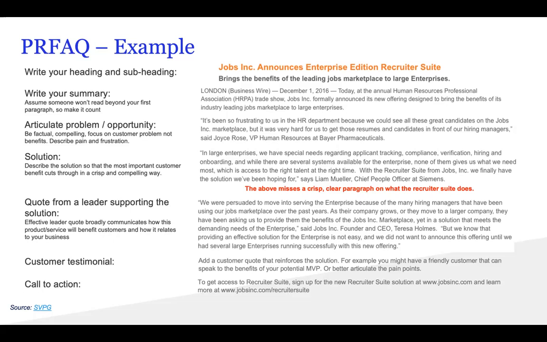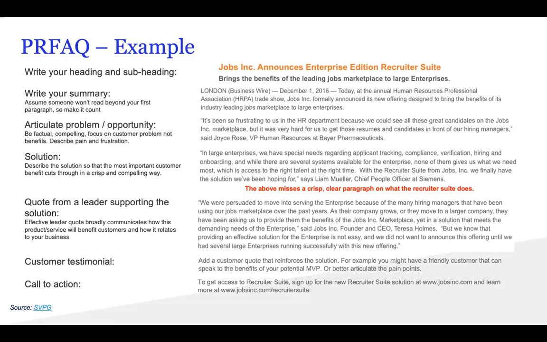The fourth part is maybe a quote from your leadership that supports your vision for the product. This will help you broadly communicate to your stakeholders and across your organization how your product or your solution will benefit customers, and how it can improve your business's bottom line.